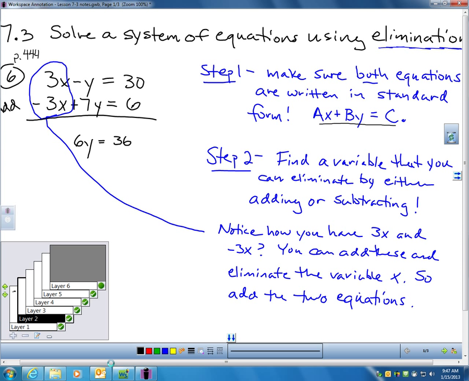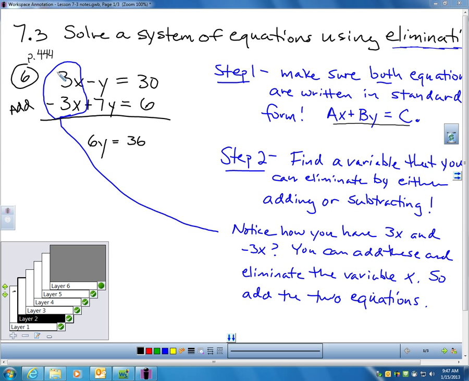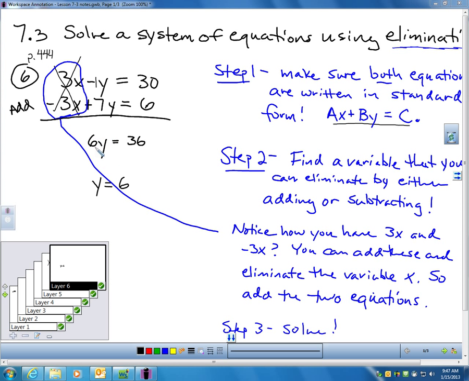So if I add the equations up, you'll notice that these will eliminate. 3x minus 3x eliminates each other. Negative 1y plus 7y is 6y, and 30 plus 6 is 36. I'm just adding the equations together. I get 6y equals 36, and I can solve now for y by dividing by 6 on each side, and I will find that y equals 6. So right now I know my answer is some unknown x value, 6.